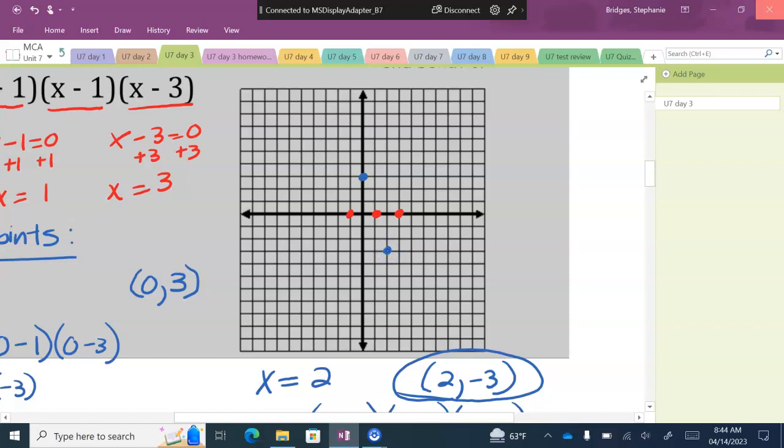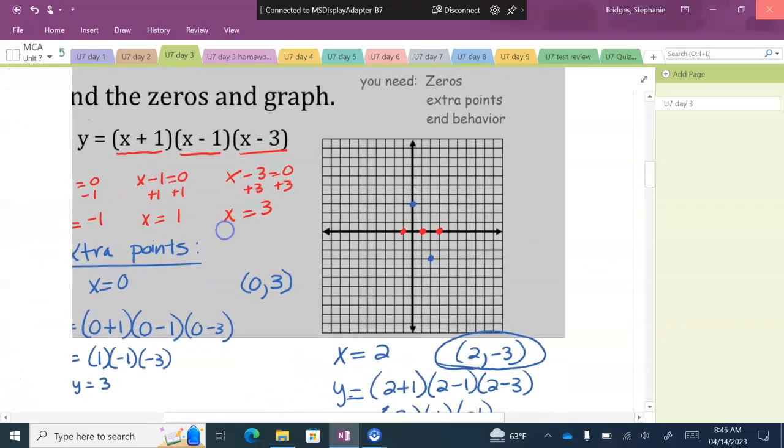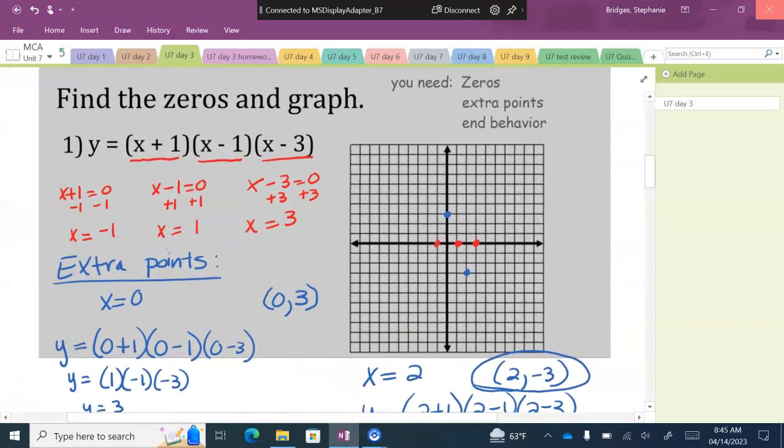Okay, so I found my zeros. I took each factor, set it equal to 0, and solved. Then I found my extra points, the ones in between my intercepts. And then what I need to know is my end behavior. Okay, what is my graph doing on the left side and what is it doing on the right side?